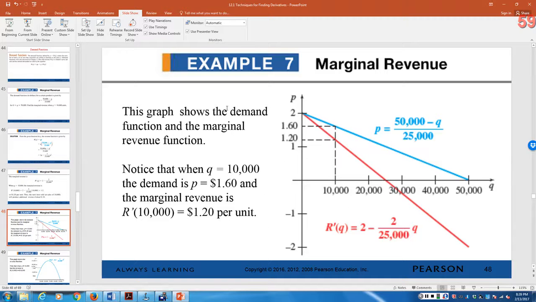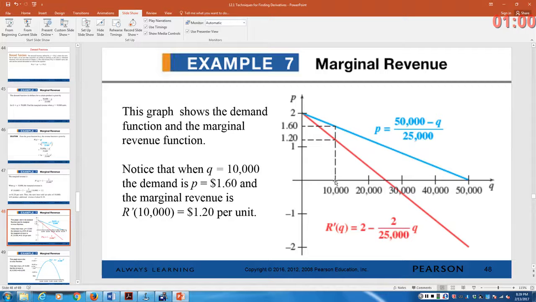And this graph shows the demand function and the marginal revenue function. Notice that when Q is equal to 10,000, the demand price is $1.60. So people are willing to pay $1.60 to get 10,000 units sold. But the marginal revenue is $1.20 per unit.